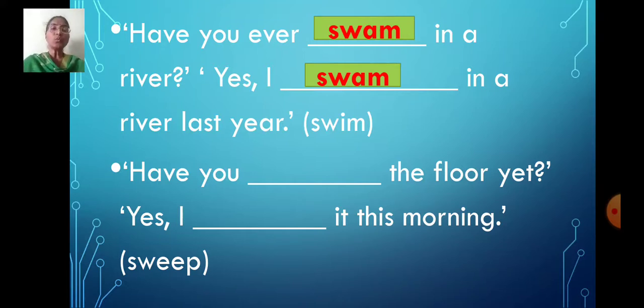Have you, come on, tell me. Have you swept the floor yet? Very good. The past participle of sweep is swept. Okay. And what is the past tense of sweep? Swept only. Very good. Okay. Good. So, have you swept the floor yet? Yes, I swept it this morning.